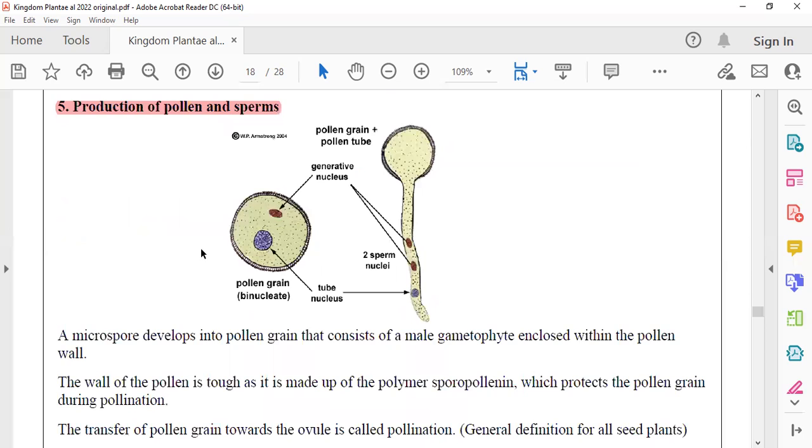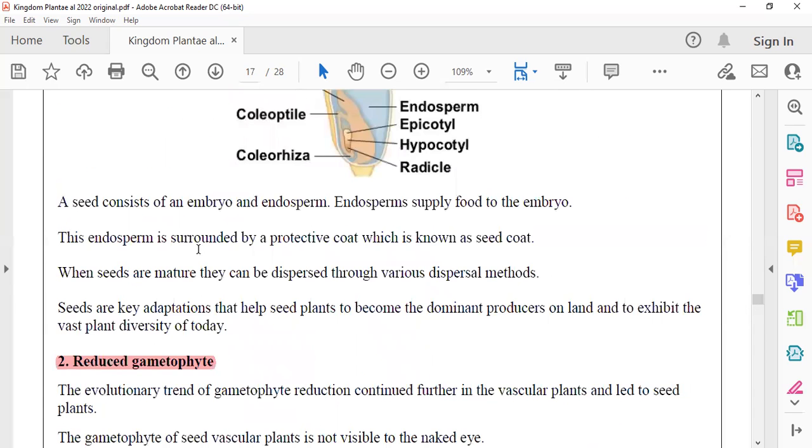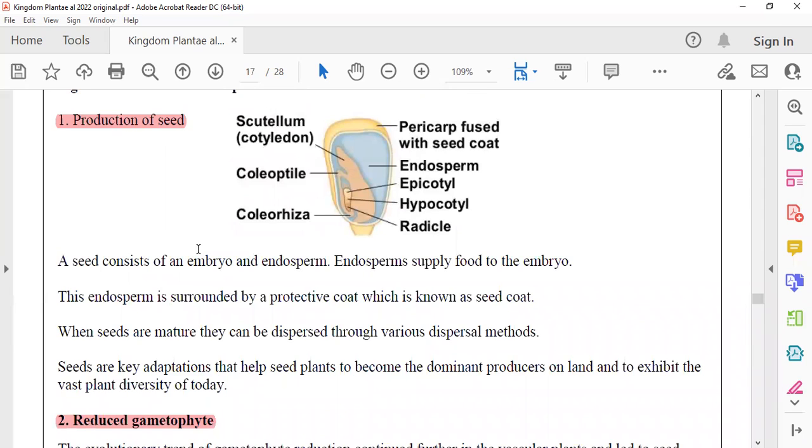So like this, how many special features have they pointed out to us? Five special features of seed plants. In the seed, we have studied about a seed. Basically, a seed will contain an embryo and an endosperm. Am I right? And the endosperm and embryo will be externally covered by a seed coat. We know the purpose of endosperm. It supplies food to the embryo.